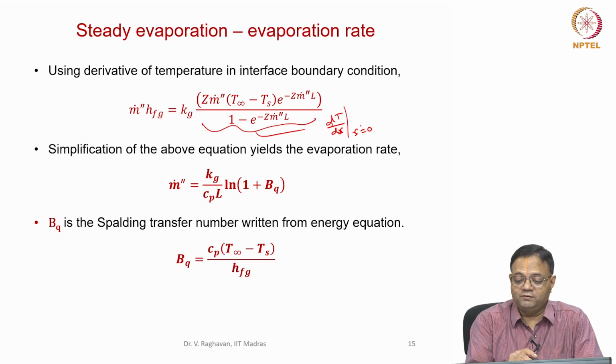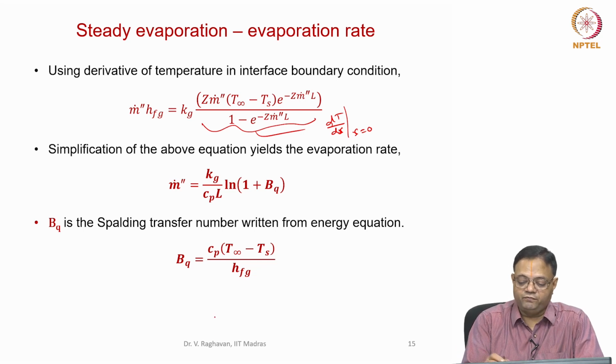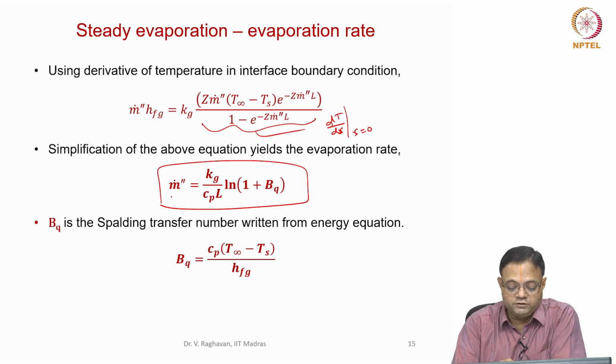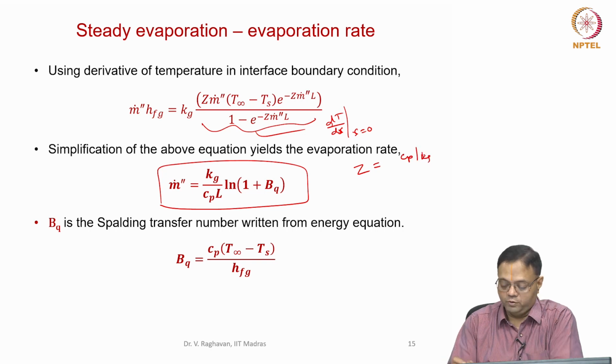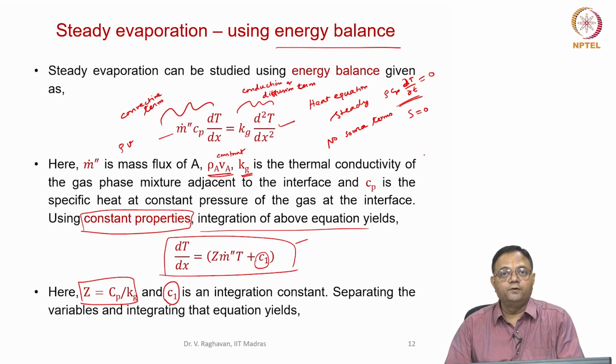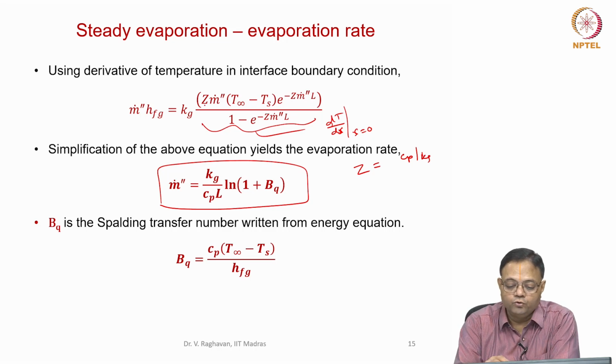Now, please see this equation has m dot double dash on both sides. So, now try to do some algebra and simplify, I will get the expression in a very simple form. m dot double dash equal to kg by Cp. Understand? Z is defined as Cp by kg. So, now I also use Z as Cp by kg. Now I get the expression Cp by kg, now 1 by Z will appear.